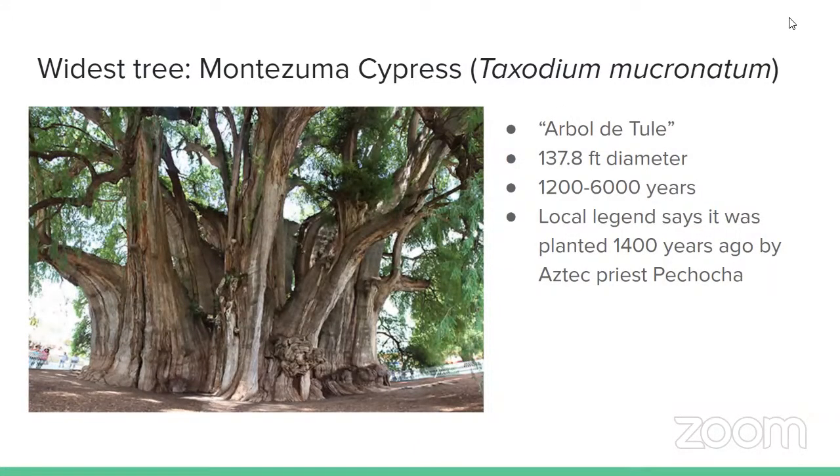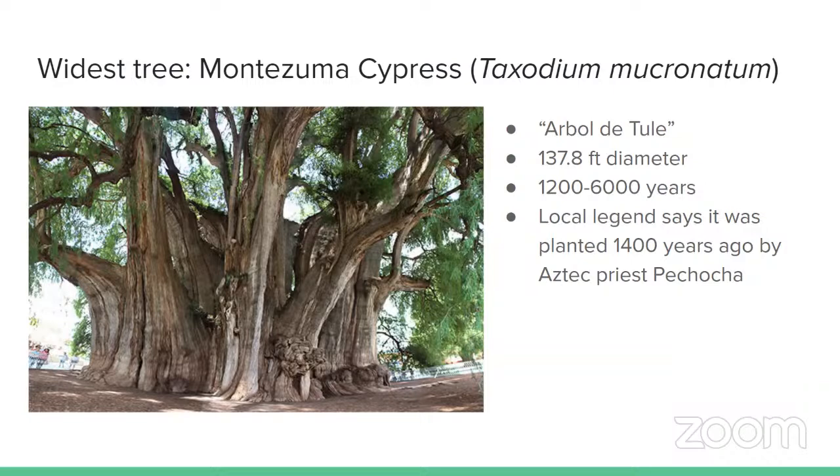Now, if we say a tree is the biggest, we have to specify what we mean because it's not necessarily the tallest, right? Big can mean multiple things. But our widest tree, which is another measure of size, is also a conifer.